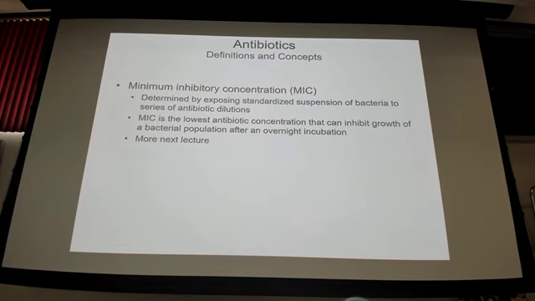This is a concept that we'll talk much more about tomorrow or Monday or whenever the next lecture is. Minimum inhibitory concentration of an antibiotic. A simple definition, it is the lowest antibiotic concentration that can inhibit growth of a bacterial population after overnight incubation. So this is not an immediate thing, unfortunately. And you're just looking at an in vitro phenotype.